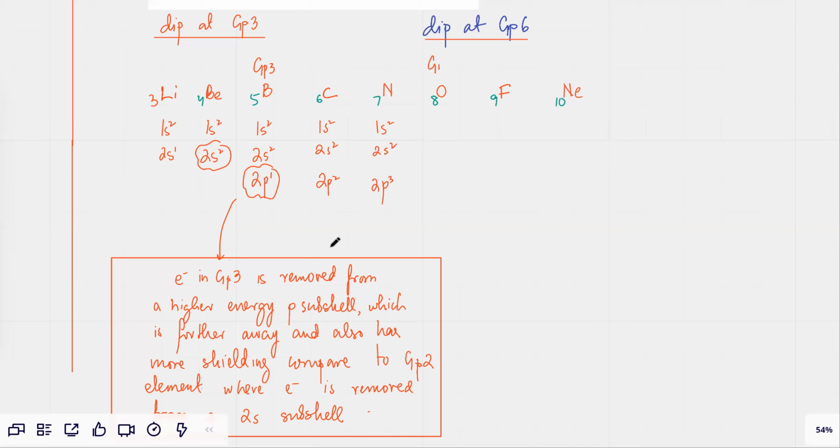And at group 6, something happens. It's going to be 1s2, 2s2, and then it becomes 2p4. I'm going to write the other electronic configurations as well, 1s2, 2s2.